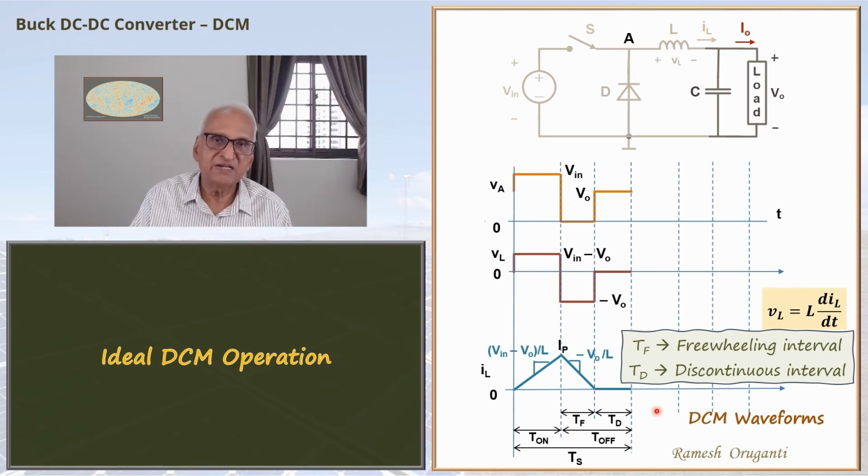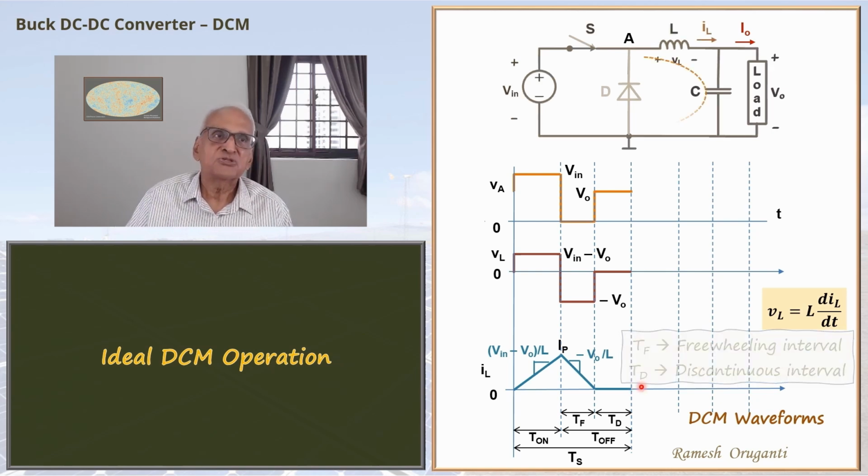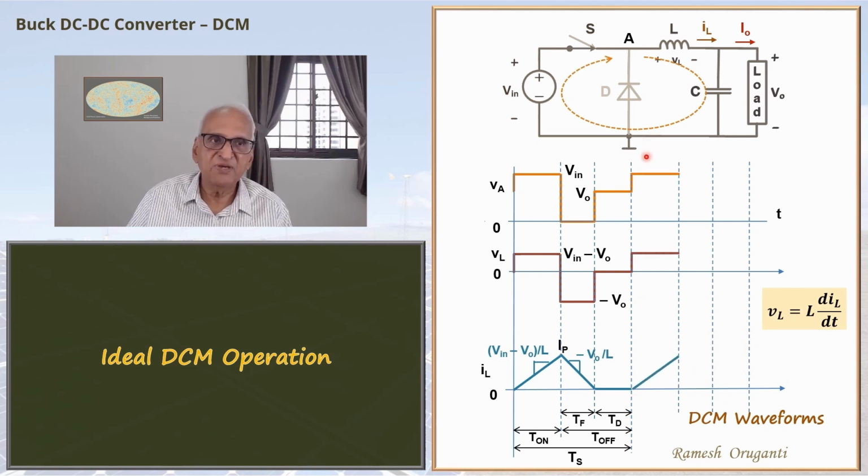Now the period has ended here. The inductor current is 0 at the end of the period. So in the next cycle, the inductor current will start from 0. So when you switch on the switch again, once again, the voltage VA becomes equal to Vin. VL becomes equal to Vin - V0. And the current rises at a slope (Vin - V0)/L to a value IP, the peak current.